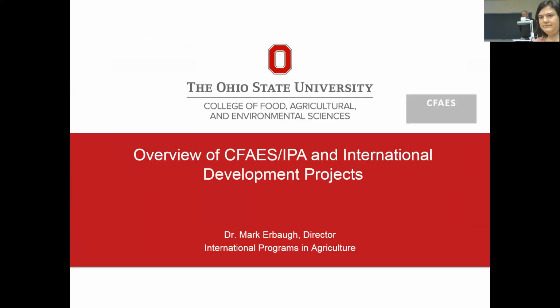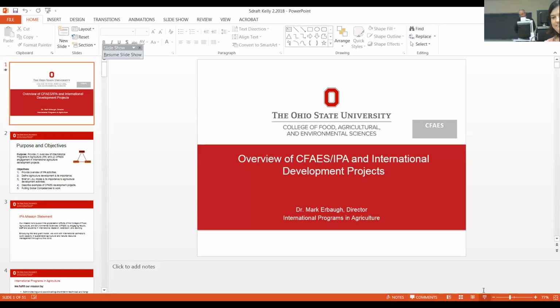As Kelly mentioned, my name is Mark Erbaugh, and I'm the director of the International Programs and Agriculture Office, which is located in our College of Food, Agriculture, and Environmental Sciences at The Ohio State University. And I've been the director of the office since 2010, but affiliated with the office for over 25 years in about every position imaginable in our office.